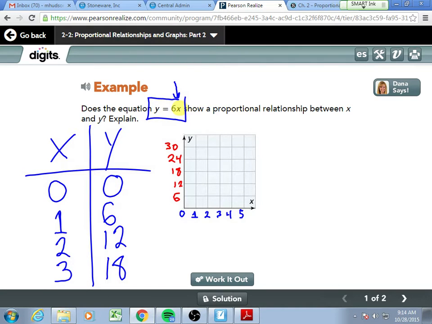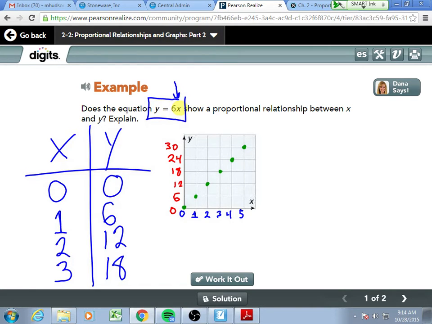So then, when I plot my points, I had the point 0, 0, so I go ahead and put that down here. Because for my y-axis, this will be 0 at the very bottom. Then my point 1, 6 will fall right at that intersection. My point 2, 12 will fall right at that intersection. 3, 18 will fall right at that intersection. If I keep going up the table, I'd have 4 and 24, and 5 and 30.